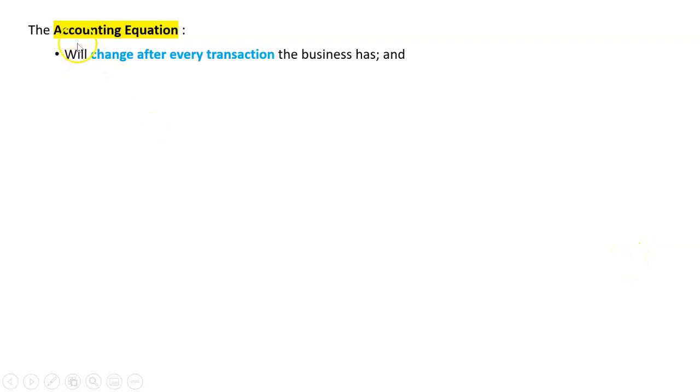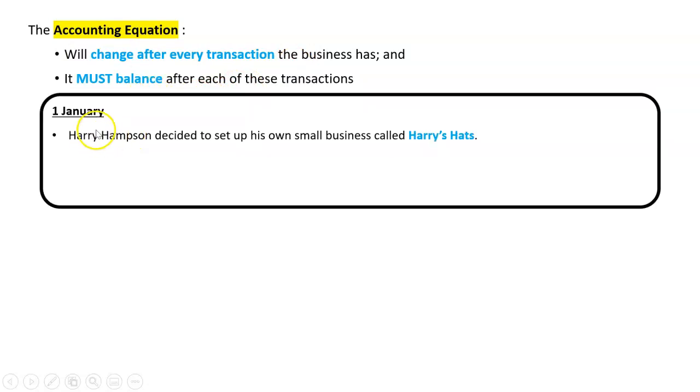It's also going to be true and help direct us when we're doing each transaction. After every transaction, the accounting equation will change, and most importantly, it's got to balance. If it doesn't balance, there's something wrong. So let's take a few examples.